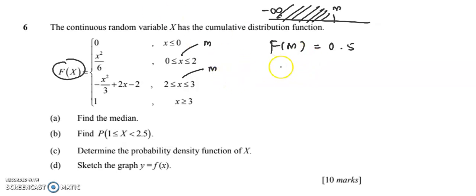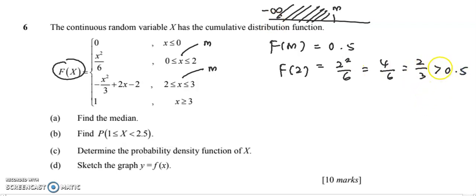How to test? We can substitute 2 into this function, that is 2 squared over 6. From here we get 4 over 6, or 2 over 3. Then we can be sure that 2 over 3 is greater than 0.5. So the probability up to 2 already exceeds 0.5, meaning that our median m will fall in between 0 and 2.